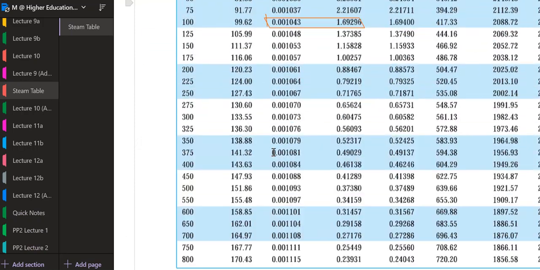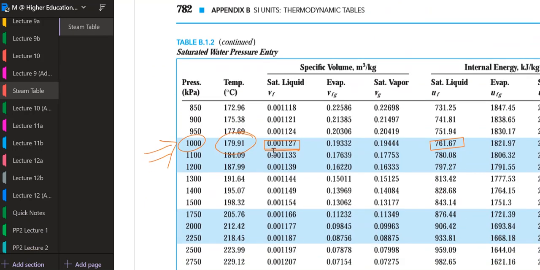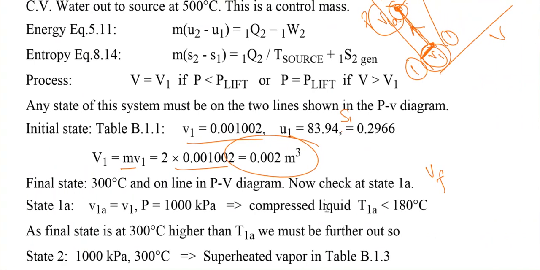At 1000 kilopascal, the liquid volume Vf is equal to 0.001127, while we have computed the volume V1 as 0.001002. So our volume is less than the volume Vf, which means we are still in a compressed region. In the compressed region, Vf would be greater than our volume: Vf is 0.0011 something, and our volume is 0.001002. So we are still in a compressed region.